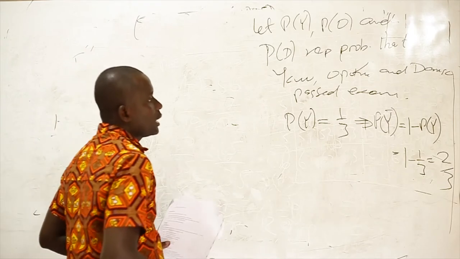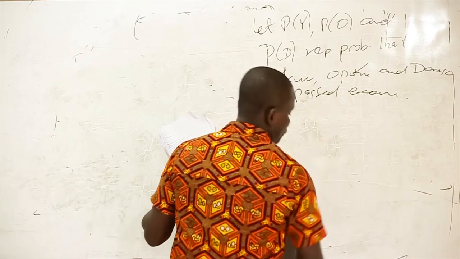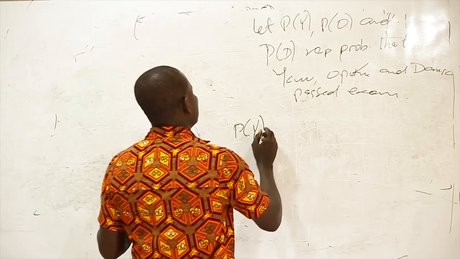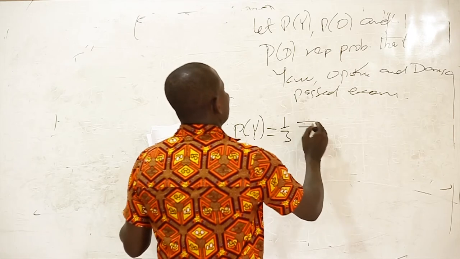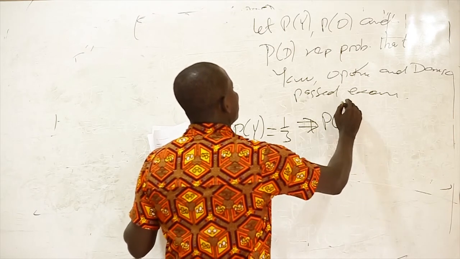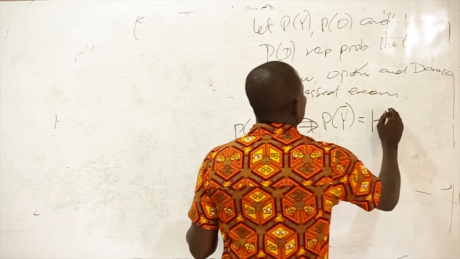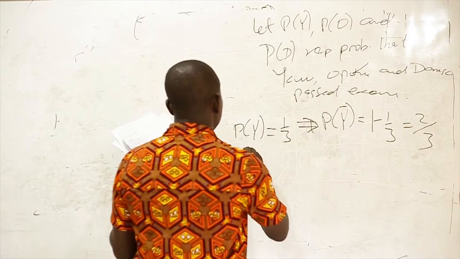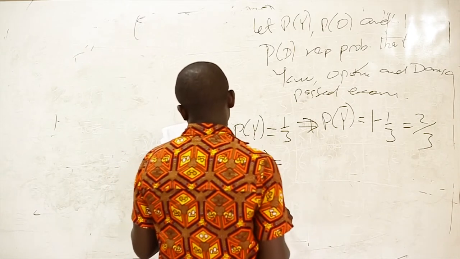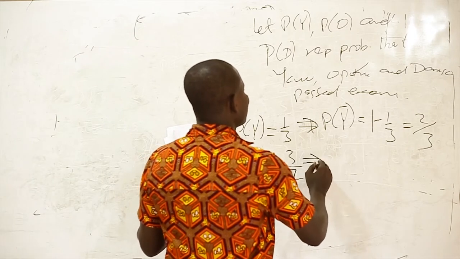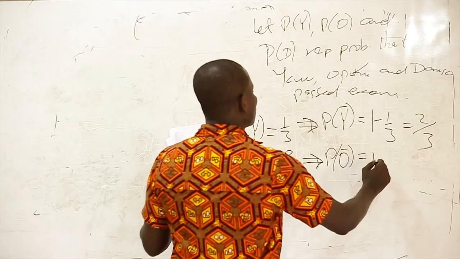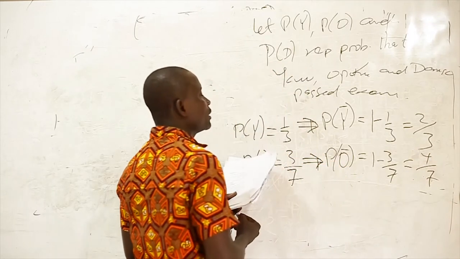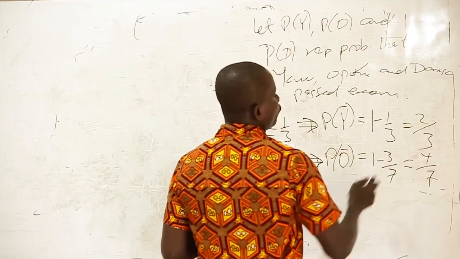So let me rewrite it again. PY is equal to 1 over 3. It implies PY bar is equal to 1 minus 1 over 3, which is 2 over 3. I've already explained how we got it. Then we come to the next person, PO, Opoku, which is equal to 3 over 7. It implies that PO bar is equal to 1 minus 3 over 7, and that is equal to 4 over 7. How do I get 4 over 7? I subtracted this 3 from the 7 and got 4 over the 7.